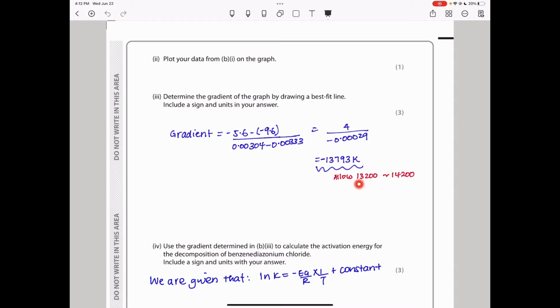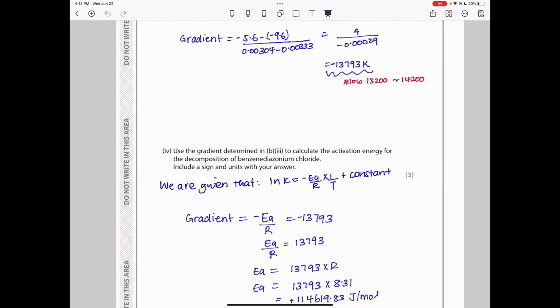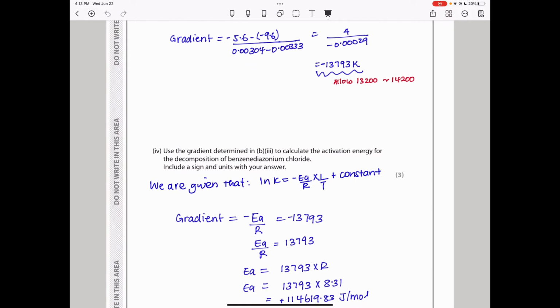It's allowed if somebody got 13200 to 14200, because of course this is a very erroneous method since many students are going to choose different points. There is an error allowed in this kind of question. But for the next part, use the gradient determined in B3 to calculate the activation energy for the decomposition of benzene diazonium chloride. Include a sign and units with your answer.